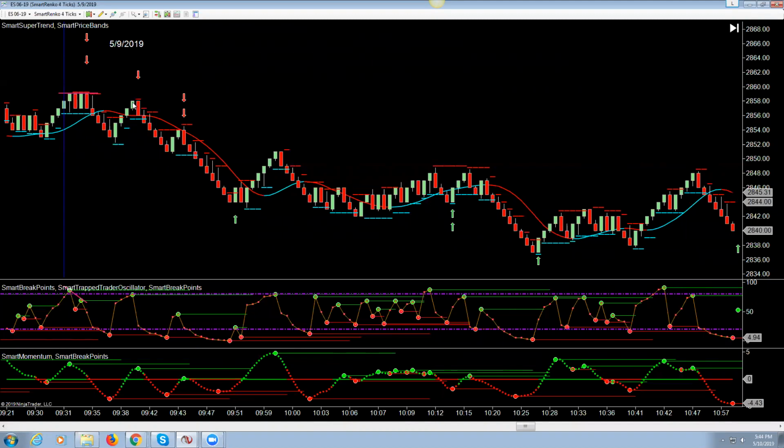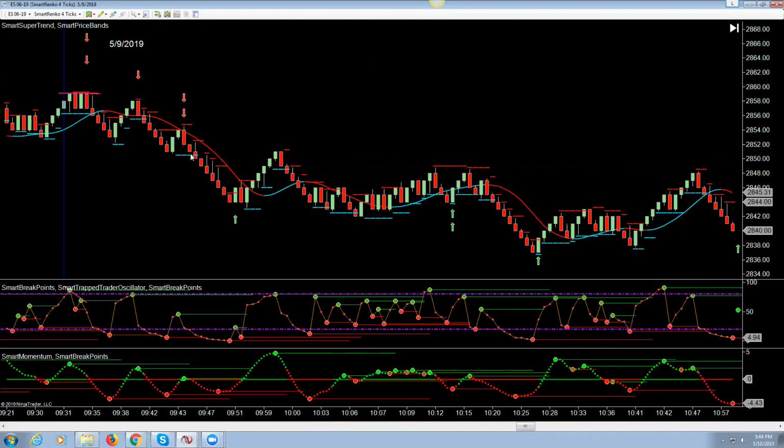This is a second alternate signal that we use in the room. That's just a red bar above a red smart price band. Very strong, very powerful signal. Down it goes. About 80 or 85% of red bars are below a red smart price band, so when we find one above it, the likelihood of price coming back down below is very, very strong.